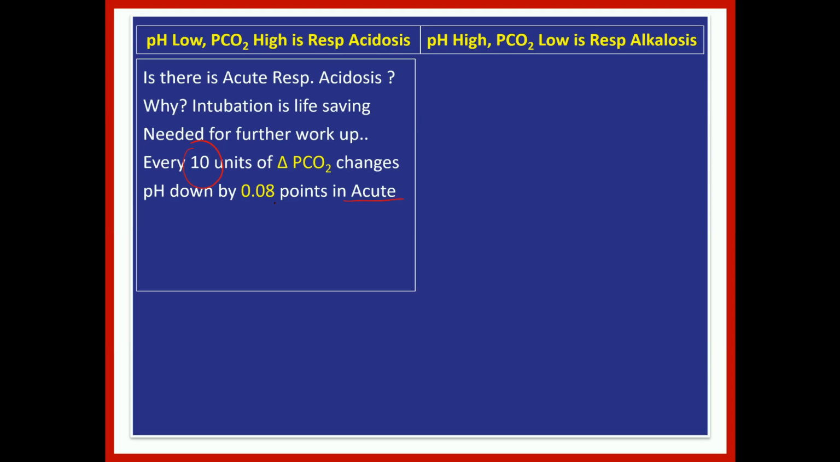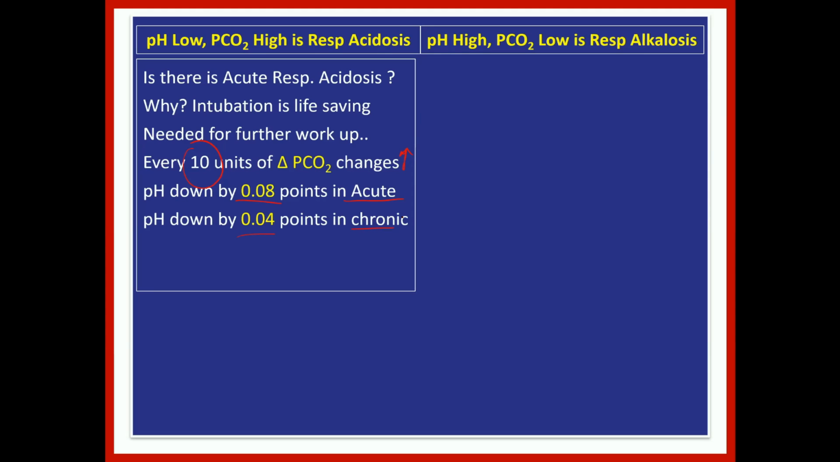This you have to memorize. In respiratory acidosis, we know the PCO2 is going to be higher. If the PCO2 increases by 10 units, we know the pH is going to be low. How low? For every 10 units increase in the PCO2, there will be a drop in the pH to the tune of 0.08 points in acute and 0.04 points in chronic.